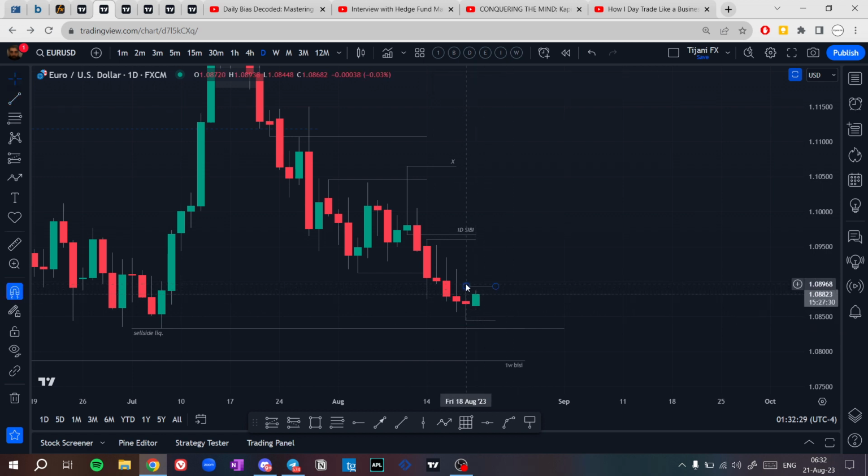If price checks Friday's high, there is a higher chance that price is going to take the trend line phantom above these highs here, filling the daily CB for price to continue lower, something like this, to check the sell side liquidity. So Monday is our confirmation candle.